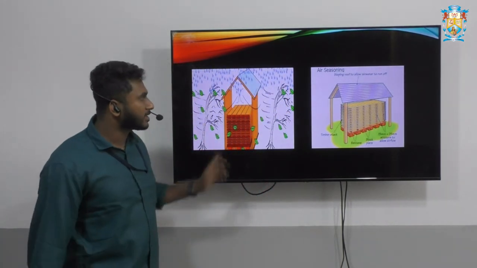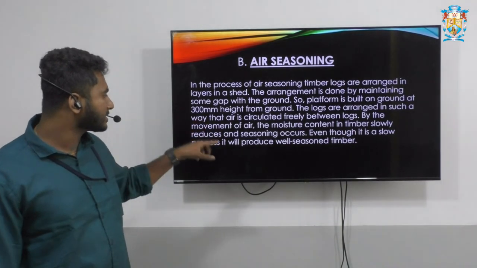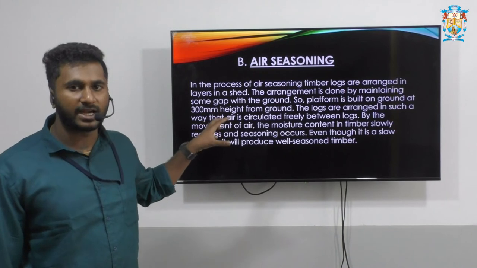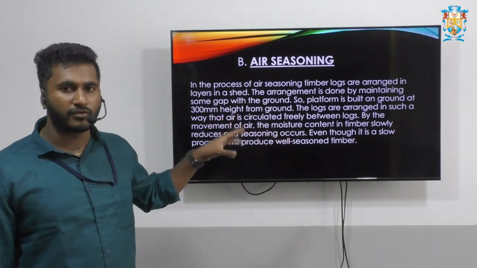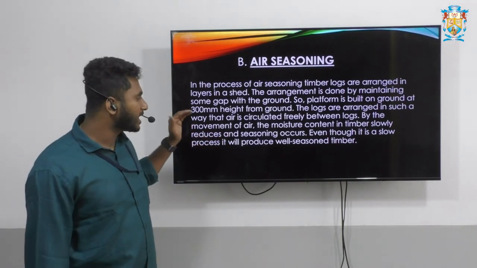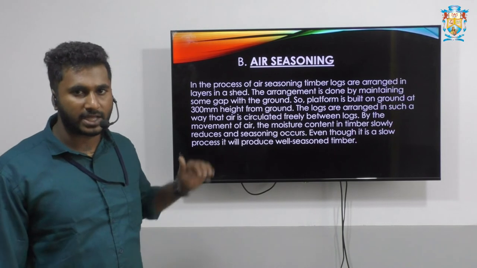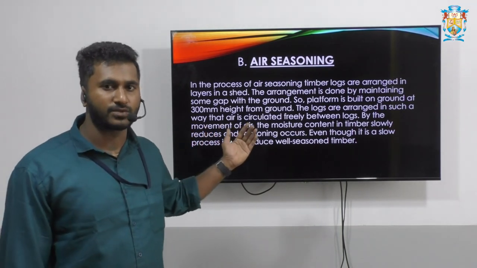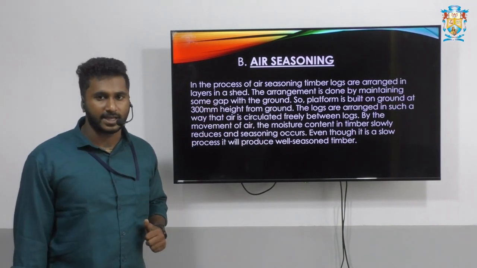So that is all about the air seasoning. This is a slow process. It will take more than 2 to 3 weeks, sometimes 3 to 4 weeks, but it will produce a well-seasoned timber. So that is all about natural seasoning: the first one is water seasoning, and the second one is air seasoning.